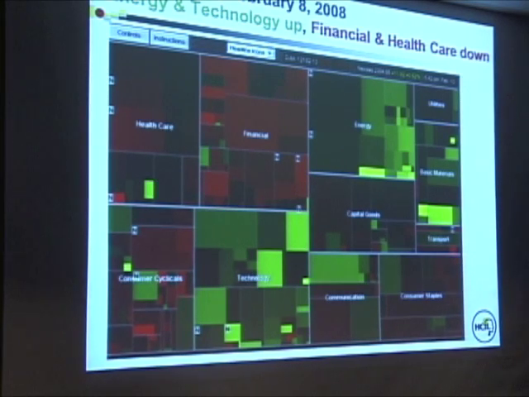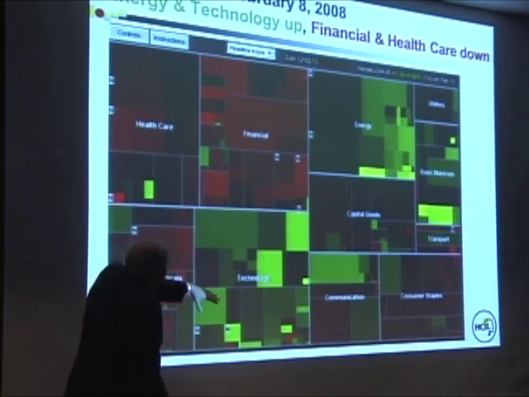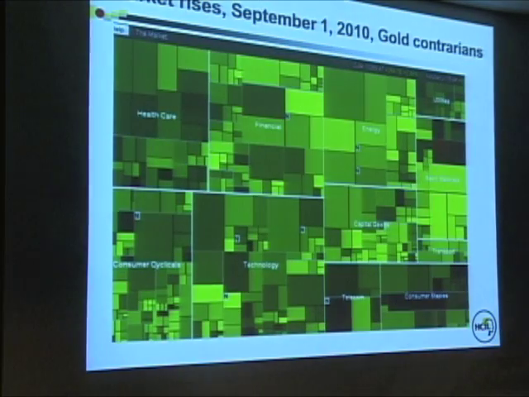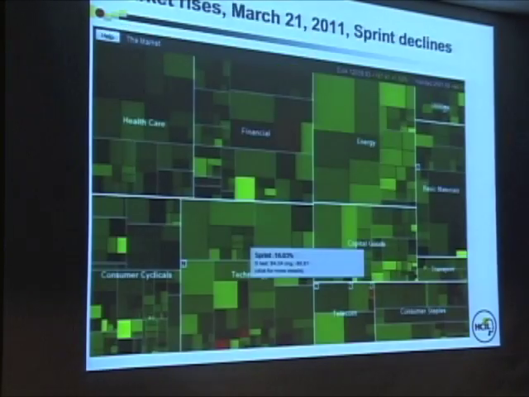So here's another pattern. Can you see this here? Technology is up, energy's up, but financial and healthcare are down. I mean, you begin to get more subtle patterns. And then this one was pretty interesting, and this happens often, is these were down when the rest was up. These are the gold stocks, and they often go the opposite of the way the market goes. When the market's happy, then the gold stocks are down, and vice versa.